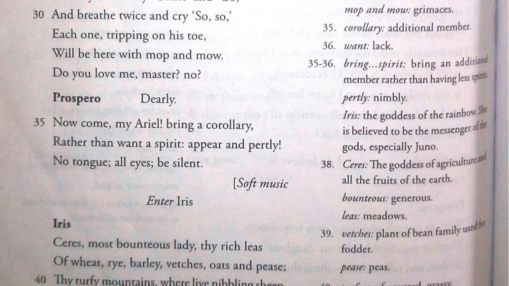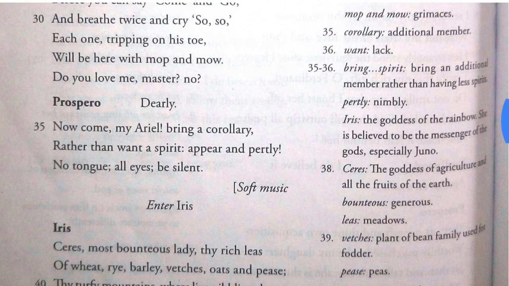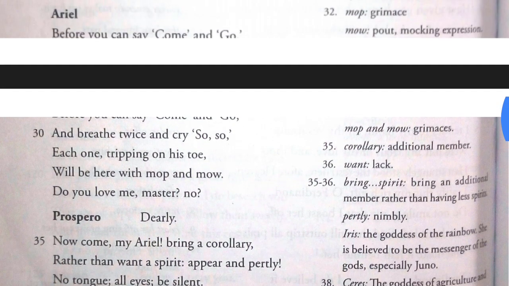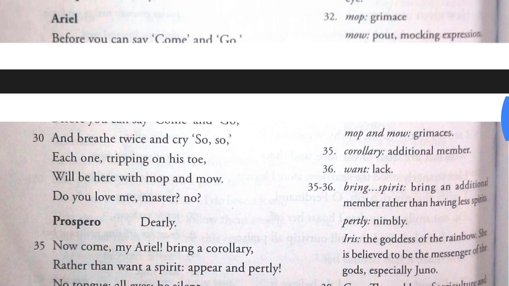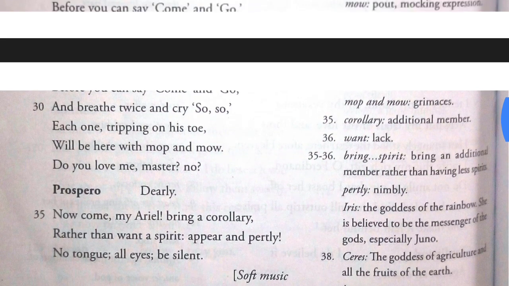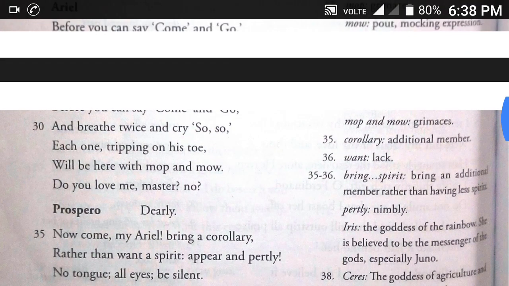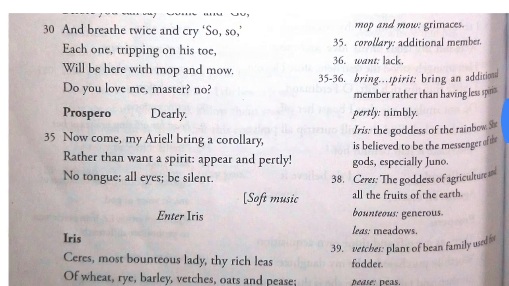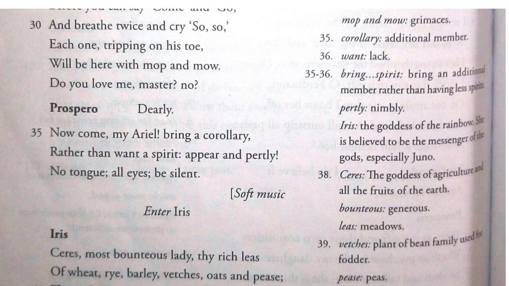Do you love me, master? No. So you can see that Ariel speaks in terms of poetry. He is almost singing it out. You can see that the lines are rhyming with each other. So Ariel always loves the praise that he gets from his master. So Ariel is always asking Prospero to praise him. So here also we see no exception, and he loves it when Prospero praises him.